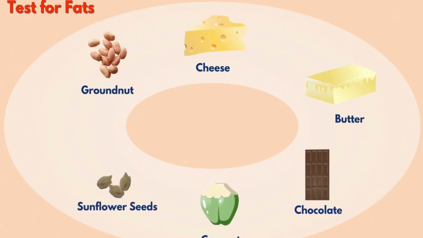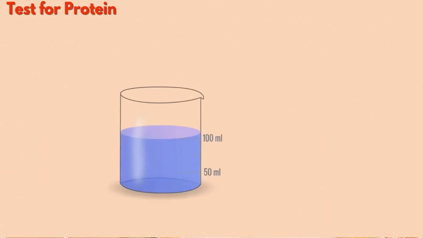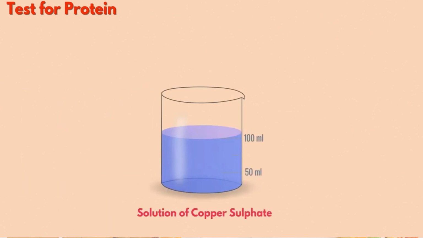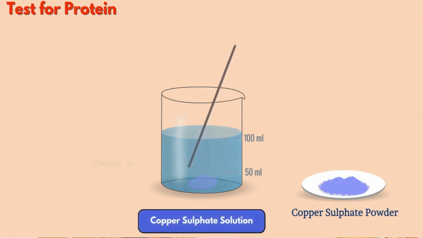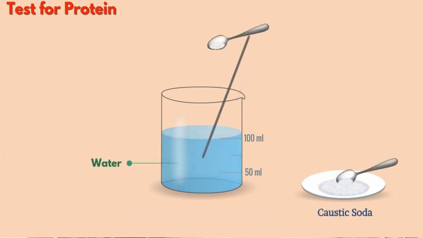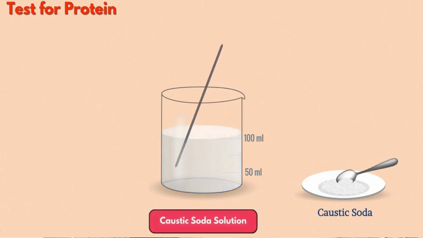And one more experiment is the test for proteins. Take 2% copper sulfate solution, 10% sodium hydroxide solution, and take food items also. For preparing copper sulfate solution, take copper sulfate and add 100 ml water. Dilute it. Then we will get copper sulfate solution. As well as sodium hydroxide solution: take sodium hydroxide, add 100 ml water and dilute it. We will get the sodium hydroxide solution.